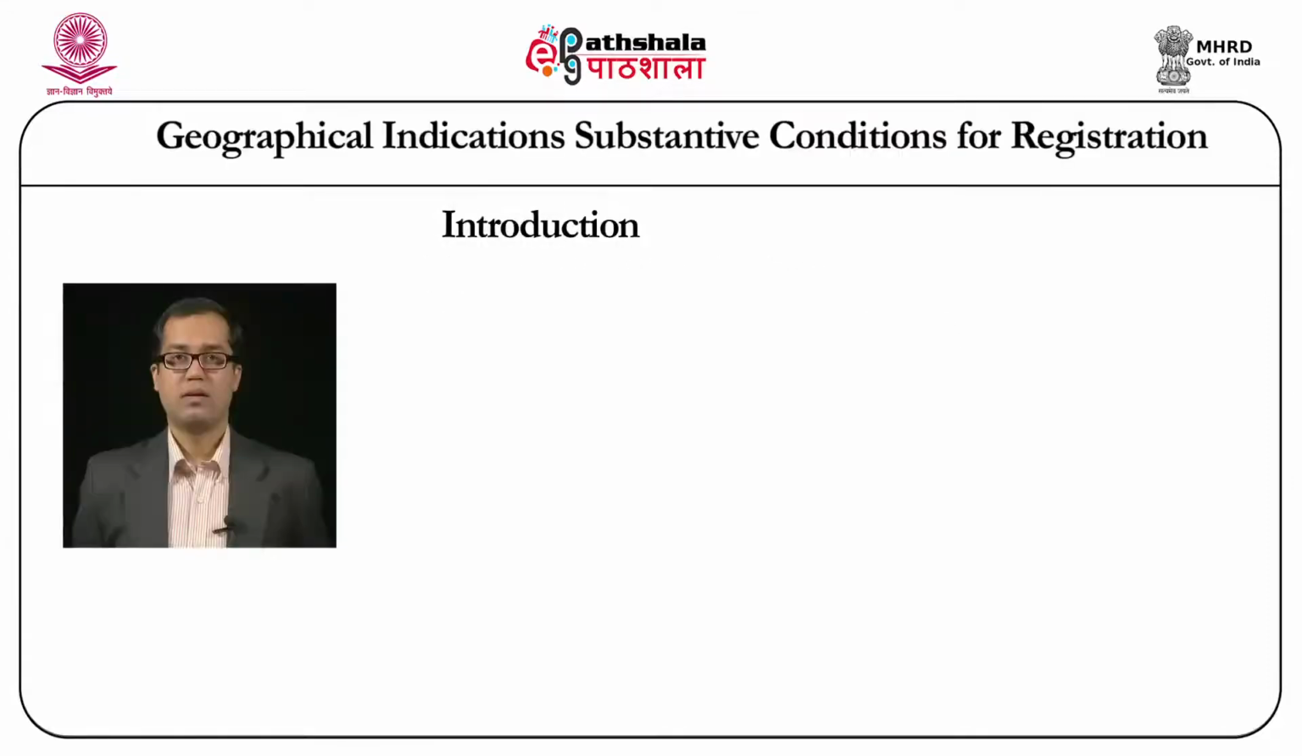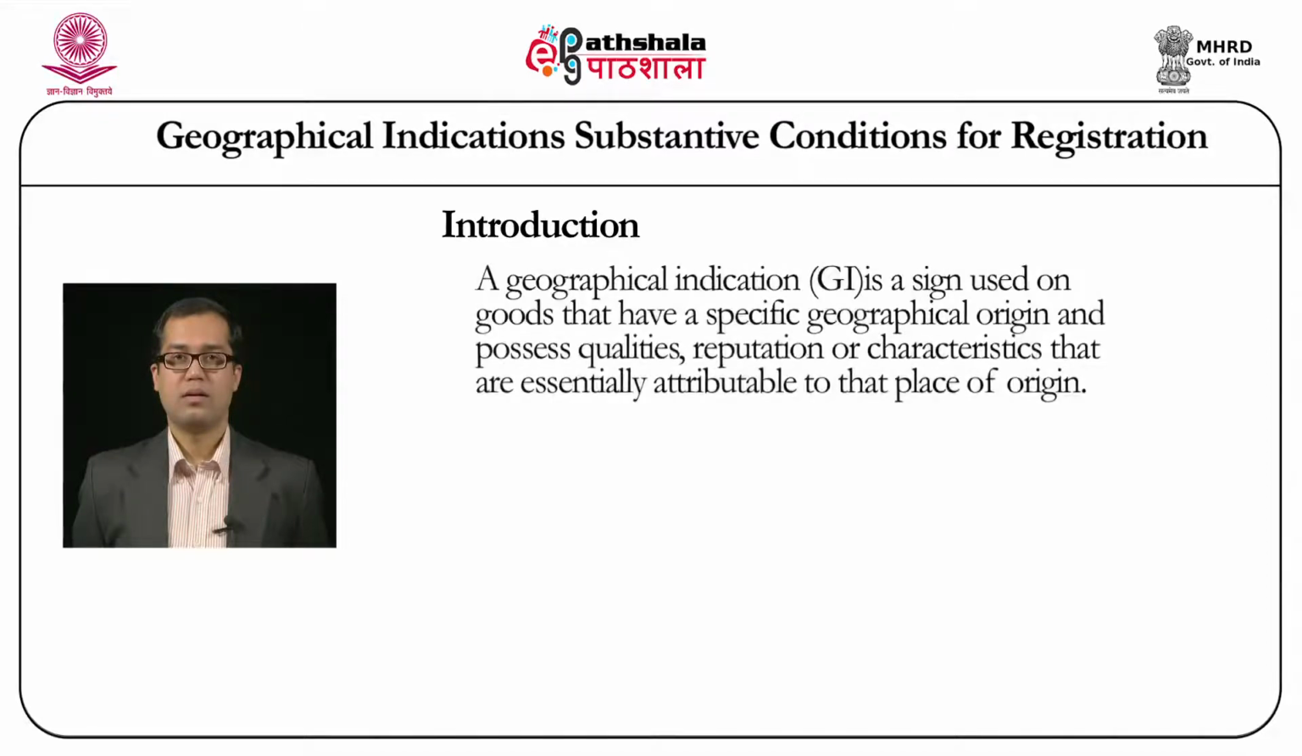First of all, the introduction. What is the definition and meaning of geographical indication? A geographical indication is a sign used on goods that have a specific geographical origin and possess qualities, reputation or characteristics that are essentially attributable to that place of origin.